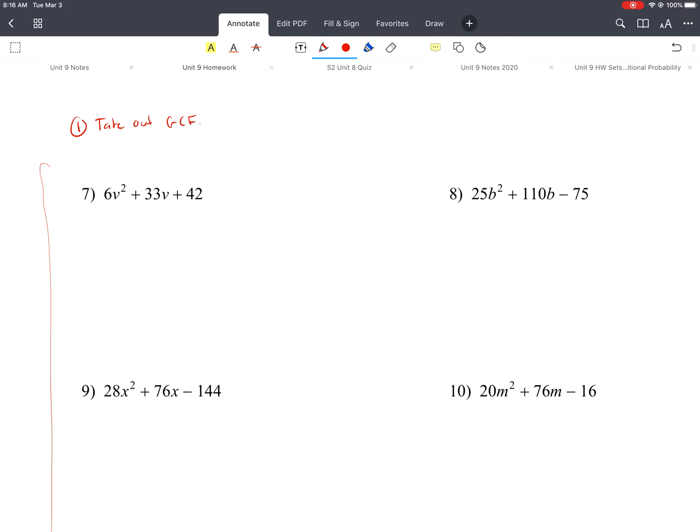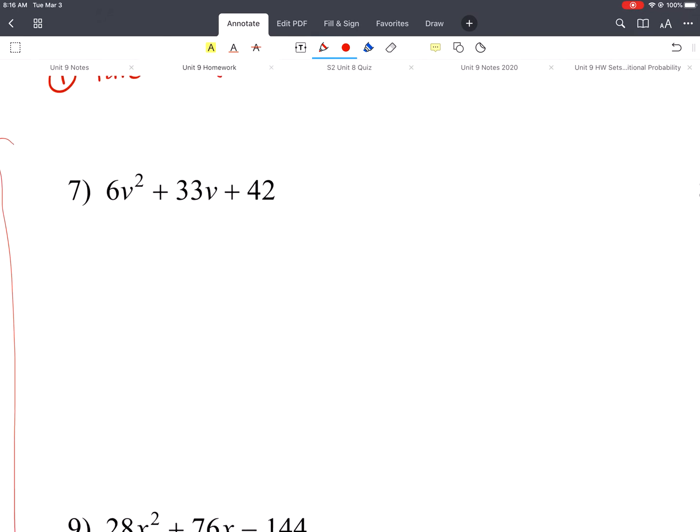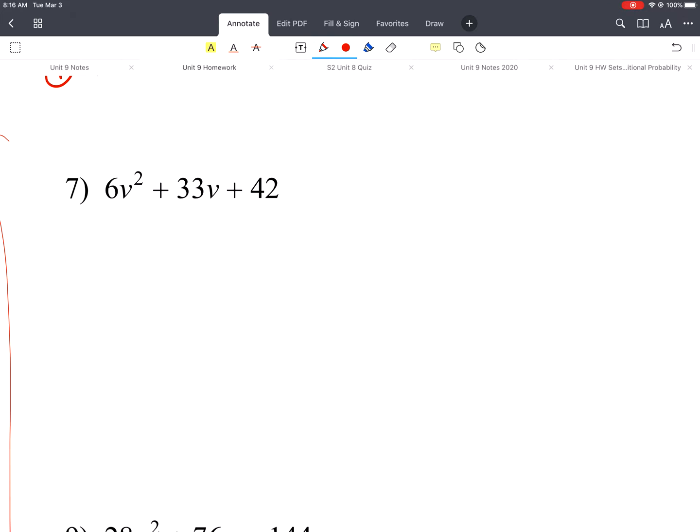When I say take out, I mean factor out the greatest common factor. So here, what can go into 6, 33, and 42? Okay, well, the factor pairs for 6 are 1 and 6, and 2 and 3. So does 6 go into 33? It does not, so we can't use 6. Does 3 go into 33? Yes. And does 3 go into 45? Yes. Okay, so we can factor out a 3.